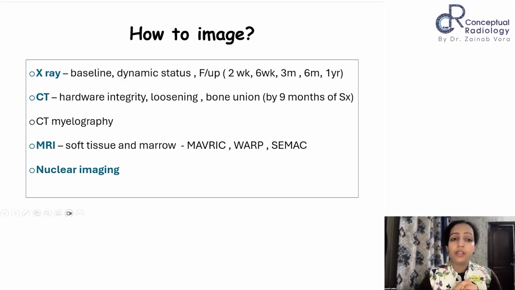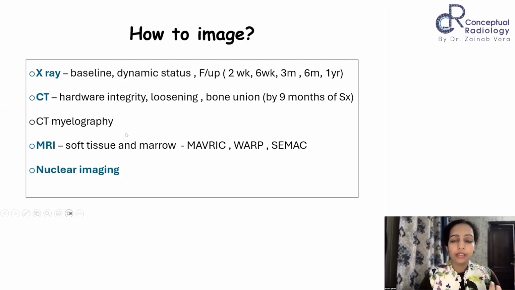Then CT is very good for hardware integrity. Whether any part has been dislocated, has been fractured, something that CT gives you a better idea of as compared to the X-ray. The loosening status and the bone union. So the bone union, the usual time is by 6 to 9 months, something that should be very, very visible on radiograph by 9 months. And for CT, you have to call it somewhere around 6 to 9 months. So when the fusion has been there by 6 to 9 months, then it is considered to be a normal outcome that has been expected out of the fusion.